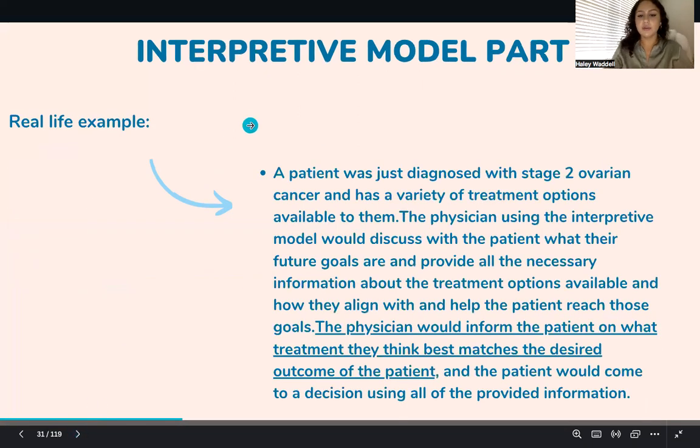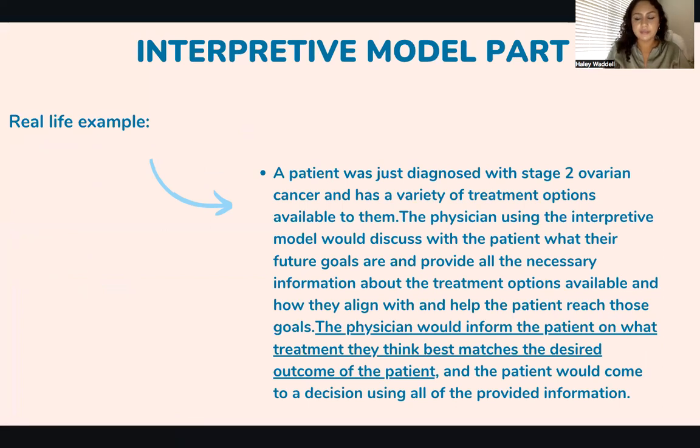So here's a real life example, again with the ovarian cancer. A patient was just diagnosed with stage 2 ovarian cancer and has a variety of treatments available to them. The physician, using the interpretive model, would discuss with the patient what their future goals are and provide all the necessary information about the treatment options available and how they align with and help the patient reach those goals. The physician would inform the patient on what treatment they think best matches the desired outcome of the patient, and then the patient would come to a decision using all of the provided information.